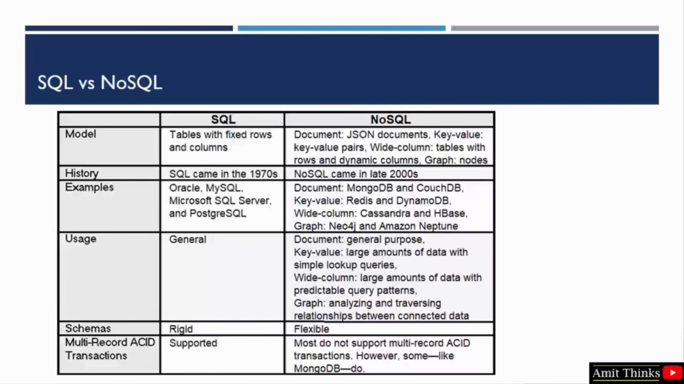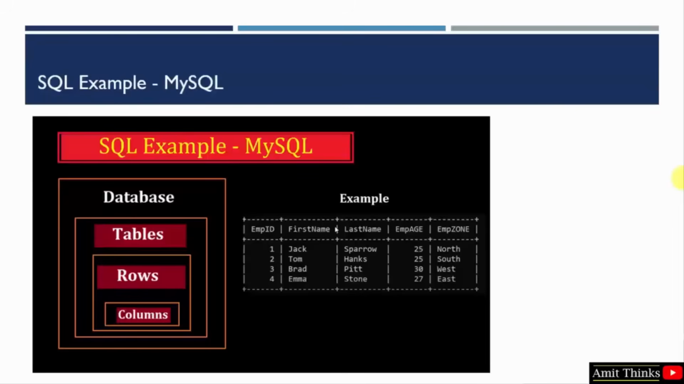Using the Redis database, using wide column, using Cassandra and HBase. So the usage here, SQL is generally used to store data in the form of tables, rows and columns. Let's see an example. At first SQL, you can see the SQL example. We have shown MySQL here. As I told you before, SQL saves data in the form of rows and columns.